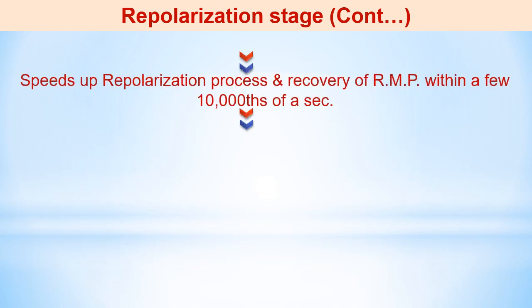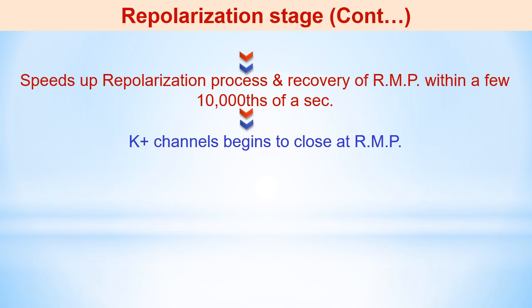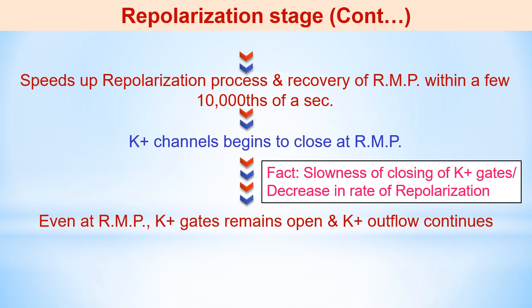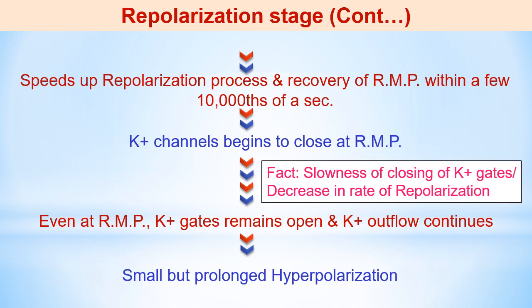And when this potassium ion exit occurs and the sodium ion entry decreases, then the repolarization process speeds up and the recovery of the resting membrane potential occurs within 10,000ths of a second. The potassium ion channels begin to close at resting membrane potential. Even at resting membrane potential, the potassium ion gates remain open and potassium outflow continues because the potassium ion channels open slowly and also close slowly. So when the resting membrane potential is achieved, the potassium ion channels still remain open and outflow of potassium ion continues. As a result of that, a small but prolonged hyperpolarization is achieved.